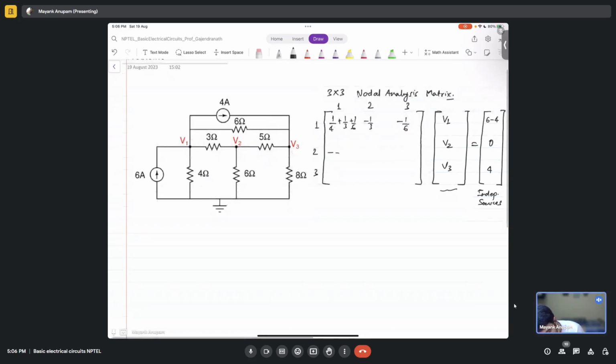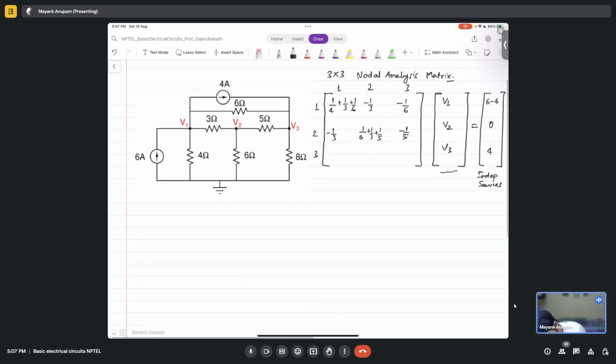What will be this entry? Minus 1 by 3. Then 1 by 6 plus 1 by 3 plus 1 by 5. And the third one, between 2 and 3, is minus 1 by 5. Similarly, what will be this one? Minus 1 by 6, minus 1 by 5, then 1 by 5 plus 1 by 6. That's it, right?